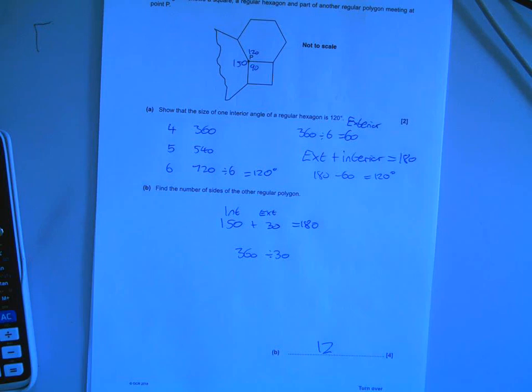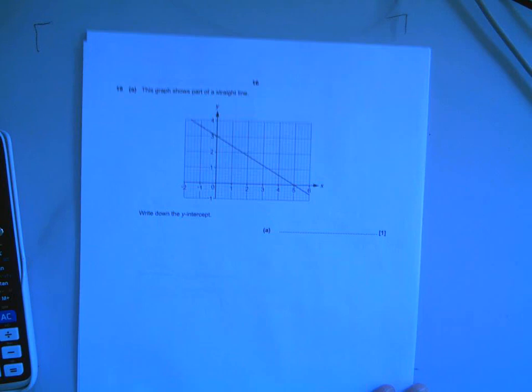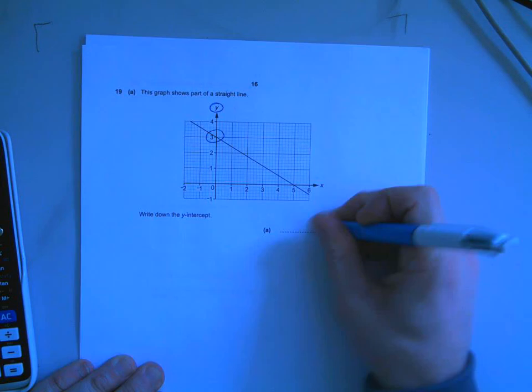This graph shows part of a straight line. Write down the y-intercept. Here is y, here's the intercept. Done. That's it. This graph shows a part of another straight line.